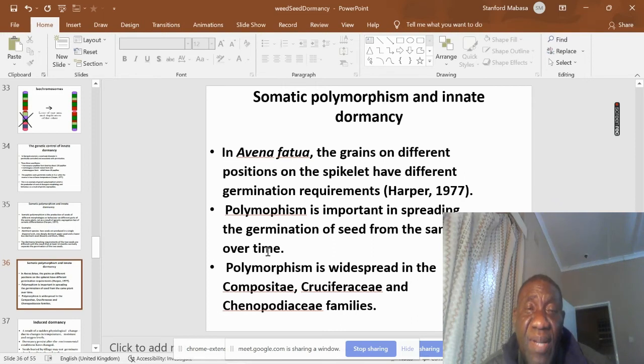Avena fatua may also give an example of somatic polymorphism, where you have seeds on different parts of the plant behaving differently. In Avena fatua, the grains on different positions on the spikelet have different germination requirements, according to Harper 1977.